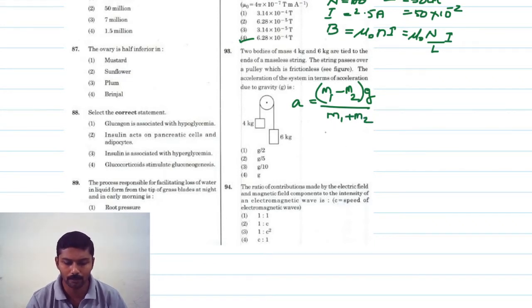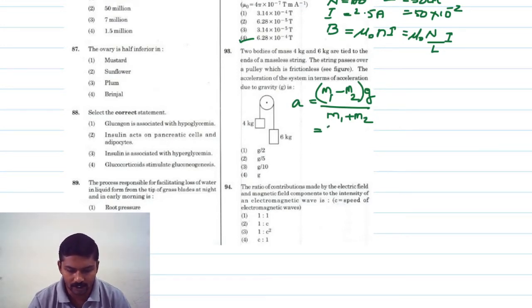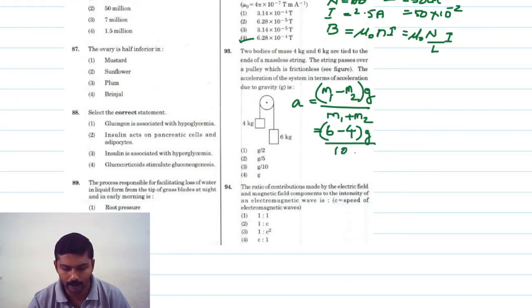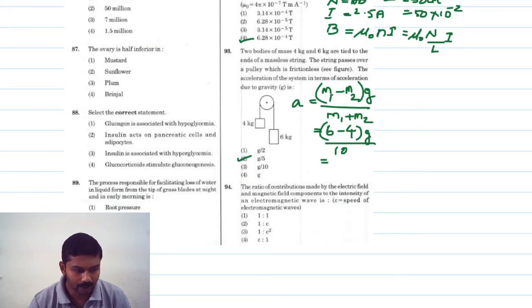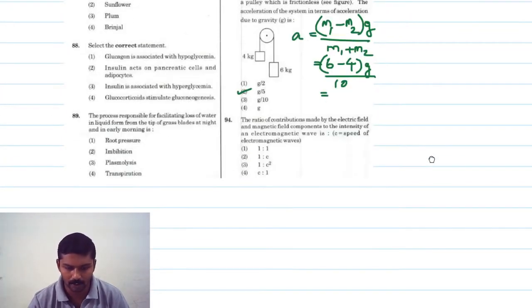This is a question from the system of particles and rotational motion. Now if you substitute, bigger mass 6 minus smaller mass 4, into g, divided by 10. When you analyze, this is going to be equal to g by 5. That is, the second option is the right answer. Now let's look at the next question. It's also a pretty simple question.